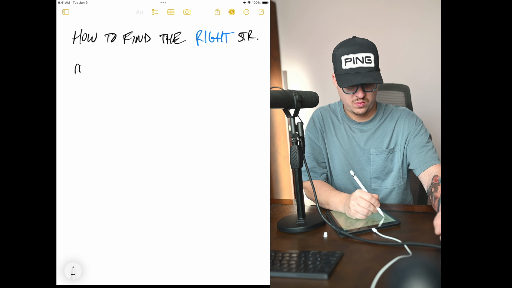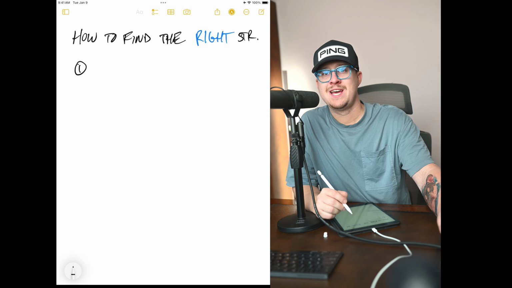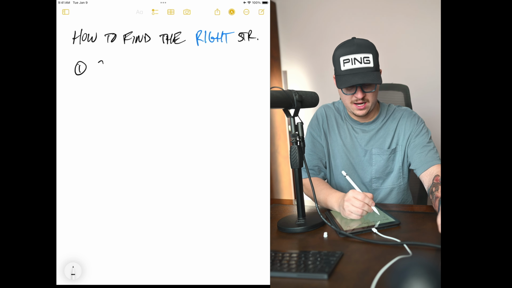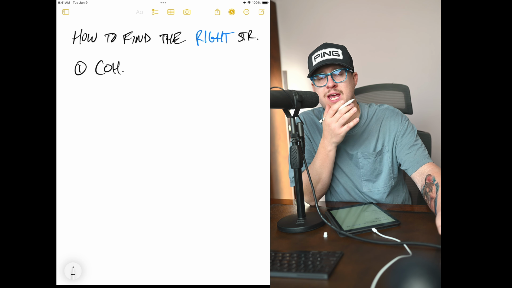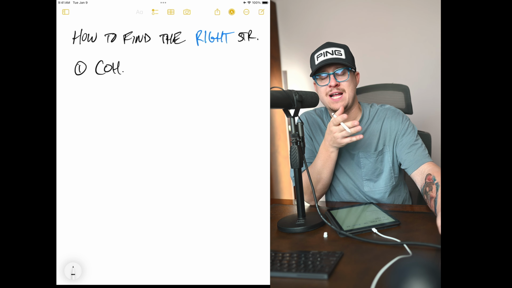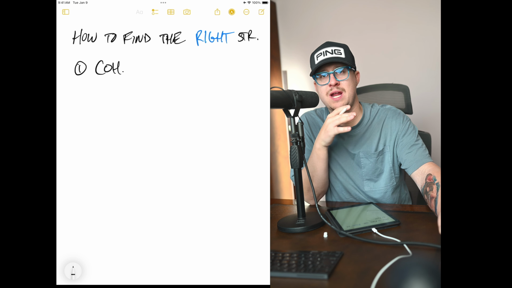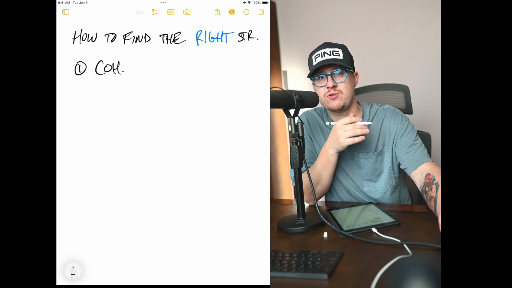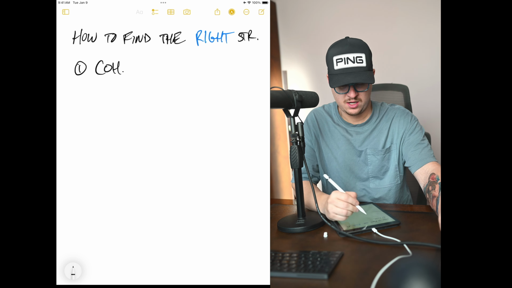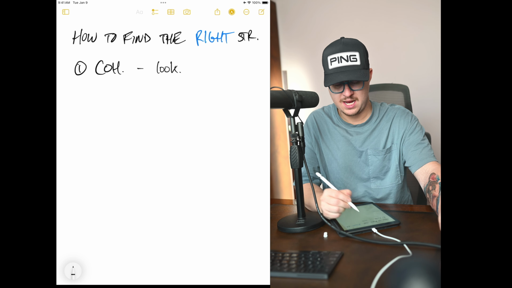So this starts with step number one, which is establishing cash on hand. Okay, so cash on hand. What does this mean? You need to look at the cash that you have available, and that's going to set the boundary for what kind of properties you can actually afford to buy. Let's take a quick example and say you have $100,000 cash on hand. So let's use this example, $100K cash on hand.